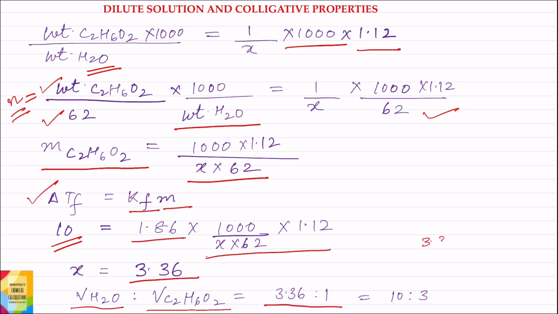Now if we multiply 3.36 is to 1 by 3, then we get the ratio as 10 is to 3.